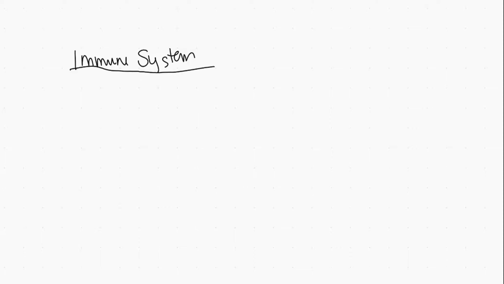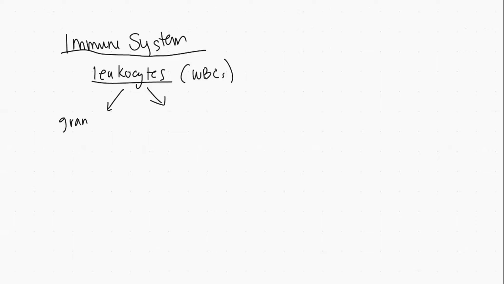There we go. So first things first with the immune system, I'm going to go over the cells that are involved in the immune system. We have the leukocytes. Leukocytes is just another word for white blood cells. Within the category of leukocytes, we have two different versions: granulocytes and agranulocytes.